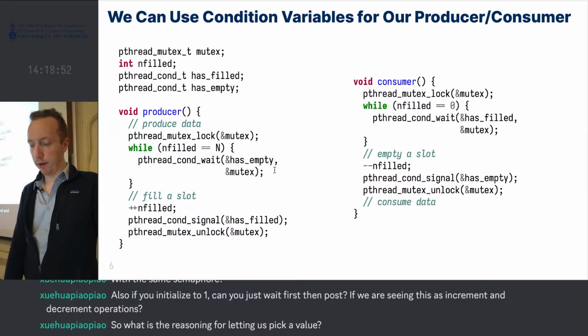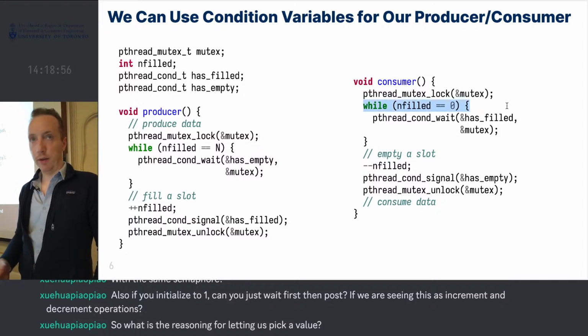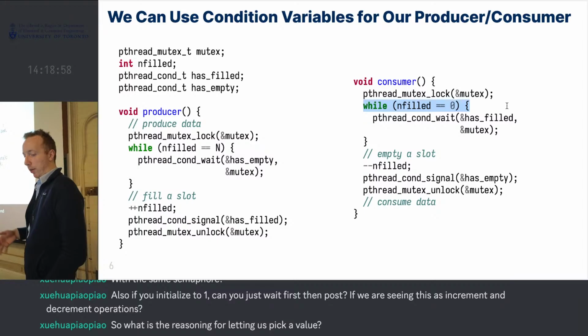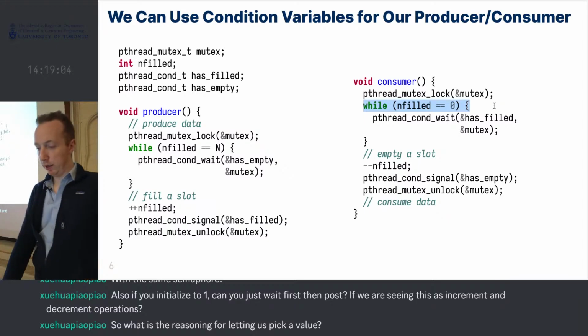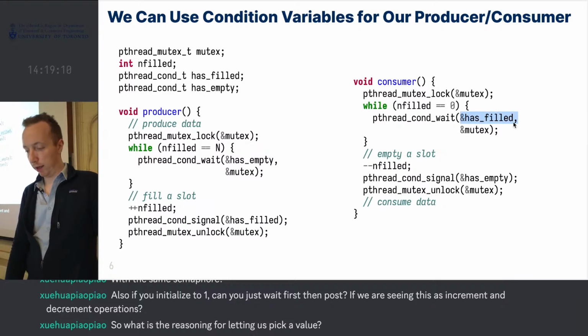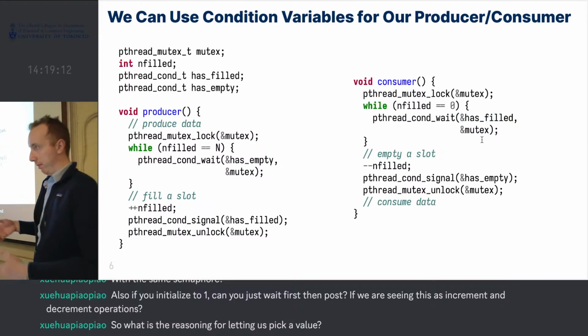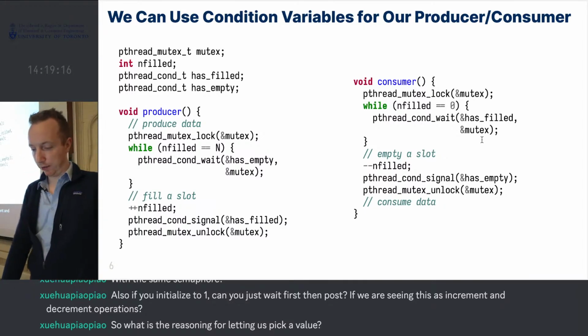The other side of the coin is if the consumer is currently executing, well, while the number of filled slots is equal to 0, so that means that everything is empty, well, I can just put myself to sleep in this queue that is waiting for a filled slot and just put myself to sleep explicitly, and I have a nice condition there.